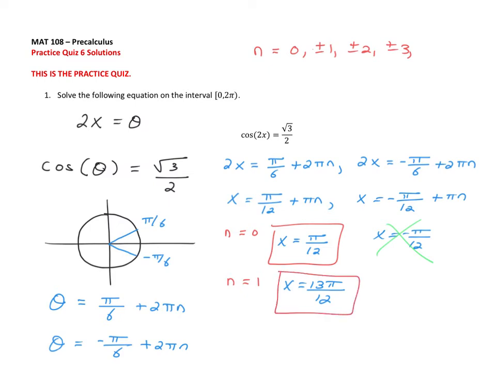Now, what if we put a 1 here. This is negative pi over 12 plus pi, or plus 12 pi over 12. Negative pi over 12 plus 12 pi over 12 is 11 pi over 12. That also works. So let's write that down.